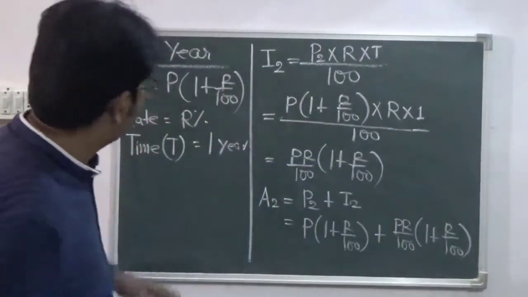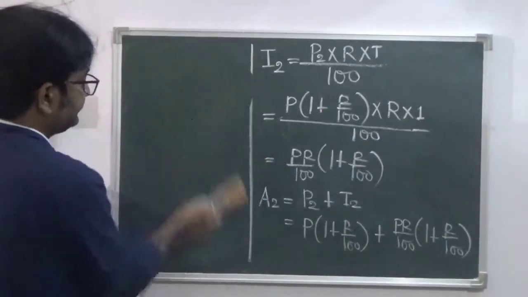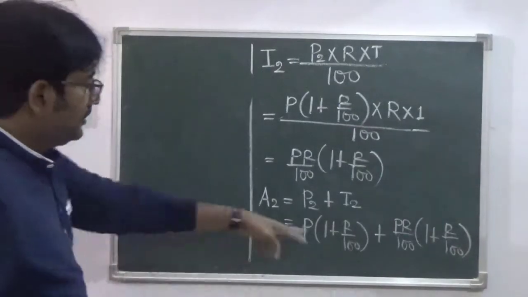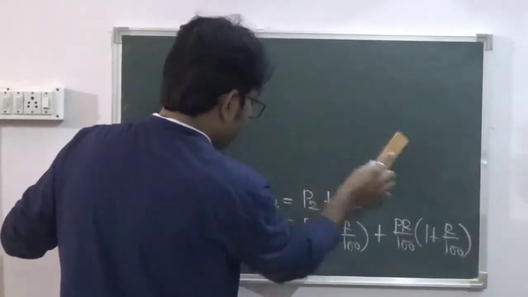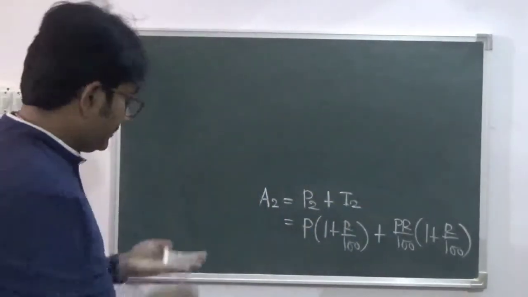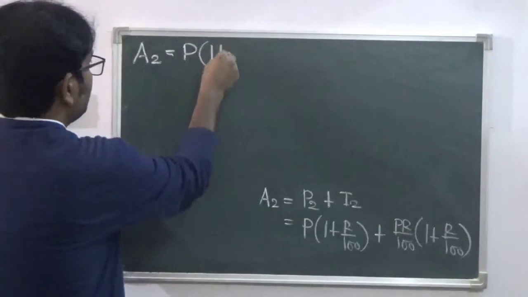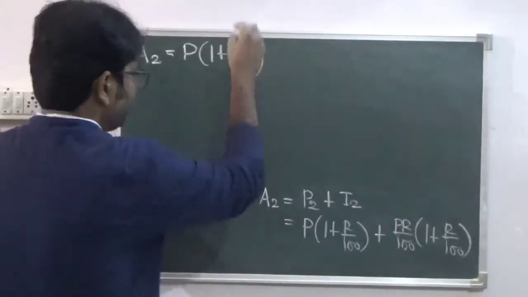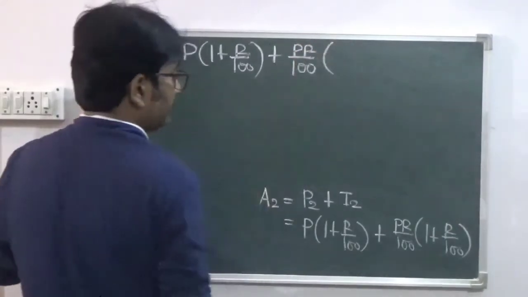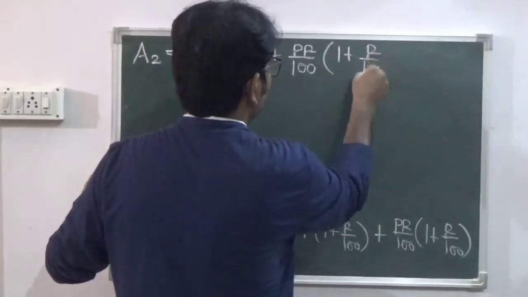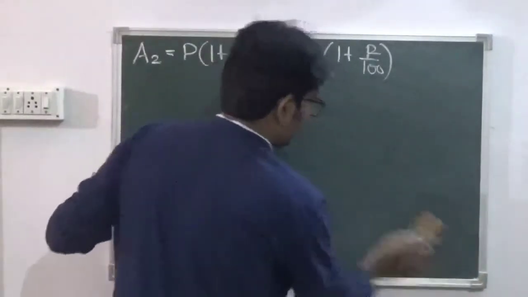So from there, I will just rub this side. Let me rub this entire thing, otherwise you will get confused. So A2, first write A2 here. A2 is equal to P into 1 plus R by 100 plus PR by 100 into 1 plus R by 100. So this one I just copied down here. Now I got this side.